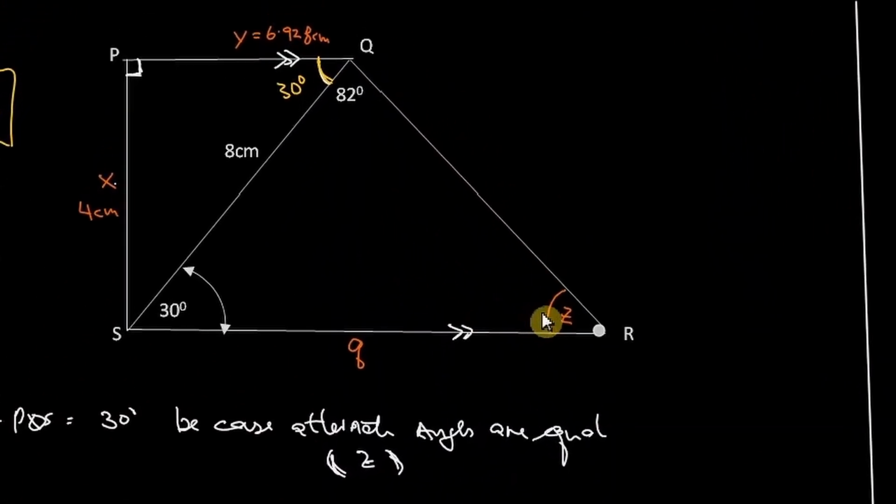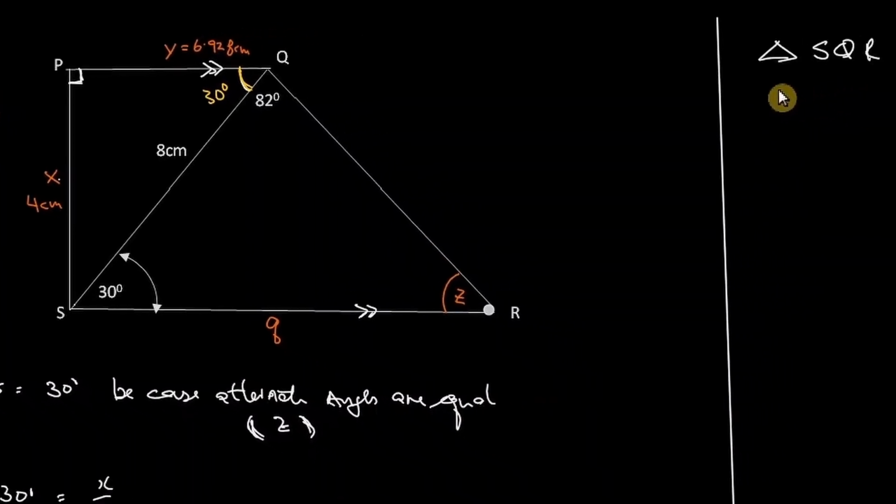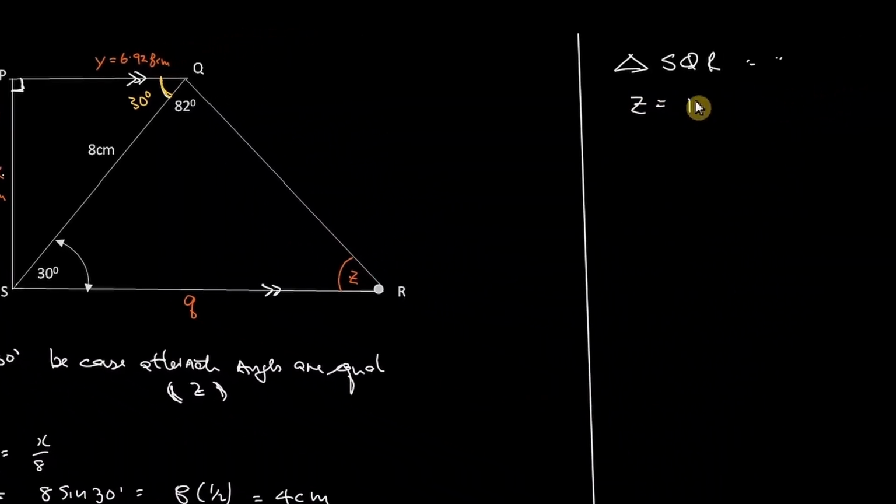So now we need to find the angle Z. Note that Z is nothing but one angle of the triangle SQR. So considering triangle SQR, we have Z is equal to 180 degrees minus the sum of the other two angles, which are 30 degrees plus 82 degrees, giving Z as being equal to 68 degrees, because angles in a triangle add to 180 degrees. Let's add the value Z to our diagram.